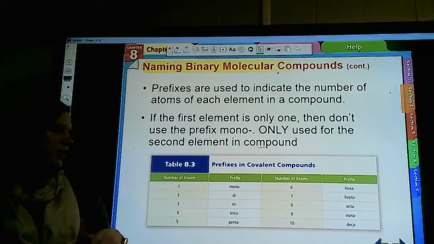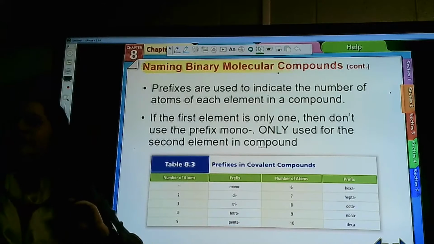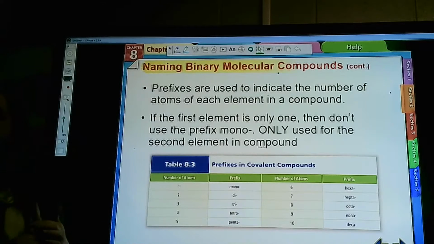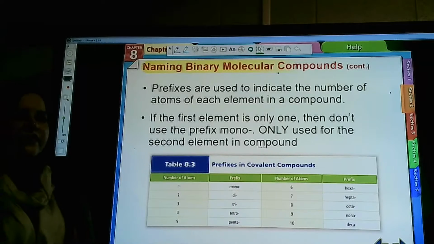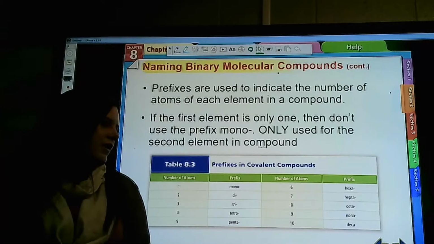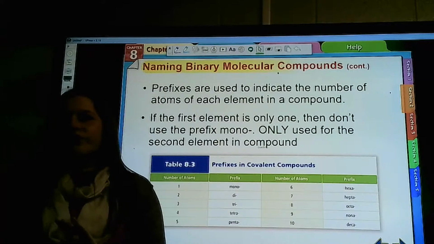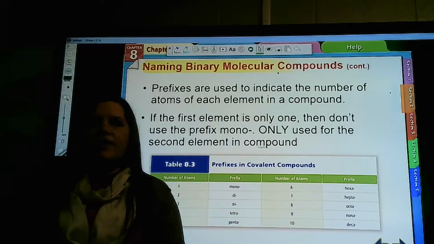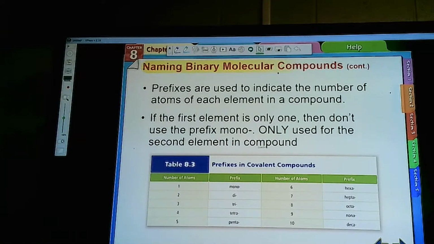The prefix for 1 is mono. The prefix for 2 is di. 3 is tri. 4 is tetra. 5 is penta. 6 is hexa. 7 is hepta. 8 is octa. 9 is nona. And 10 is deca. A lot of those should look really familiar because they sound like shapes that you've seen, like a hexagon, a pentagon, an octagon or a decagon. All of those are similar, okay?